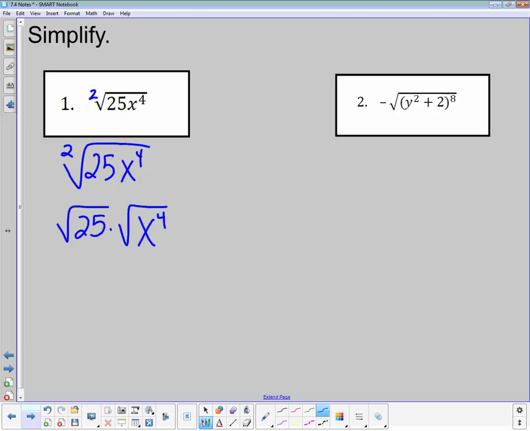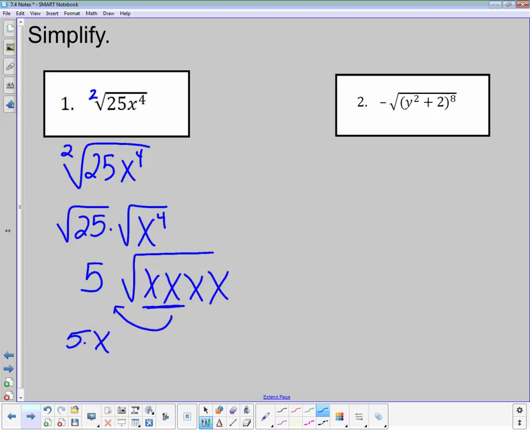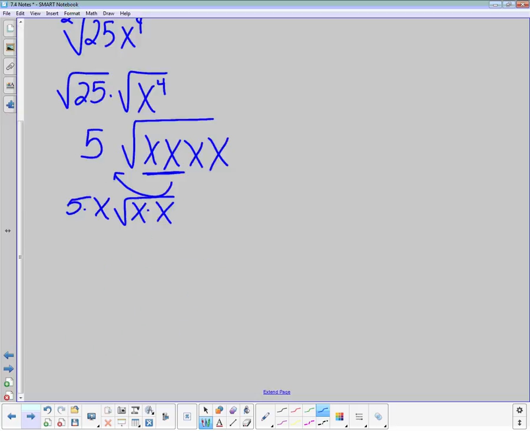We know the square root of 25 is equal to 5, and we have 4 x's here. So we have 1, 2, 3, 4. When dealing with the square root, we're looking for pairs of 2 to bring outside the radical, so we have 1 pair here. So we'll bring an x out, so we have 5 times x times the square root of x times x. Notice that we have 1 more pair of x's here, so we'll bring another x out in front. So we have 5 times x, and so this is going to give us 5x squared, and that's your answer.